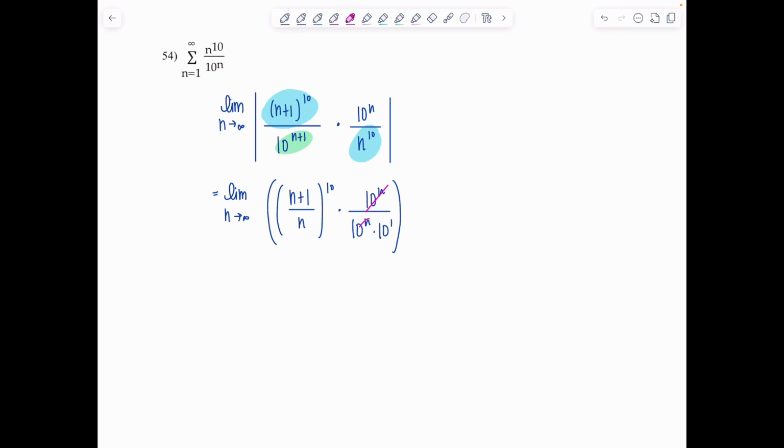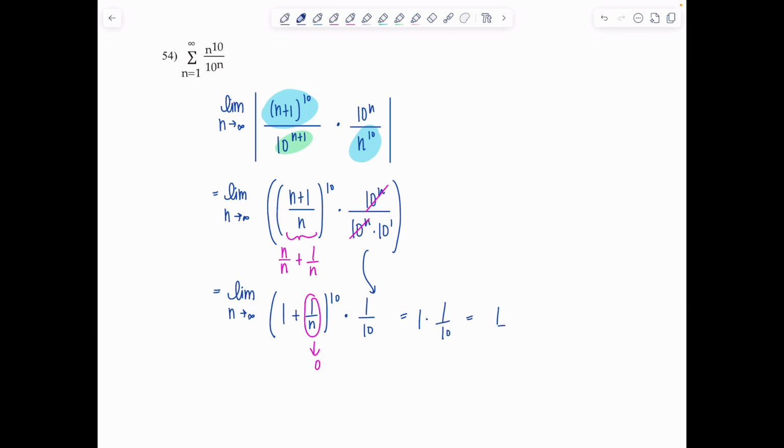So 10 to the n will cancel. And then I can rewrite all of this because this is n over n plus 1 over n, right? So then now we have the limit as n approaches infinity of 1 plus 1 over n to the 10th times, this is just 1/10. So now as n goes to infinity, 1 over n is going to go to 0. So I have 1 plus 0, that's just 1, raised to the 10th, that's still 1. So this limit is 1 times 1/10, which is 1/10.